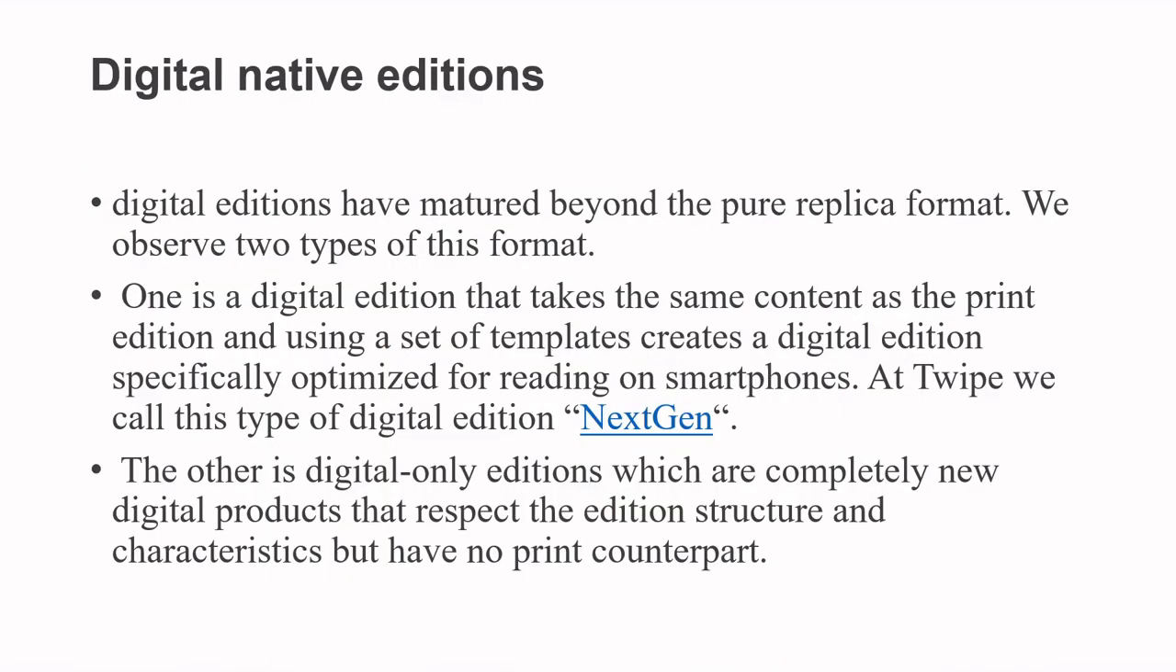The second one is digital native editions. Here it goes beyond the pure replica format, and they present two types of format. One is the digital edition that takes the same content as the print edition, as in the replica print, but here the reading content is specifically optimized for smartphone users and for computer monitor reading. This type of digital edition is generally noted as next gen.